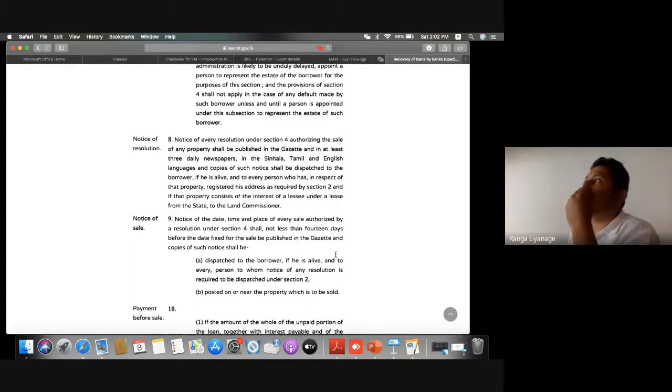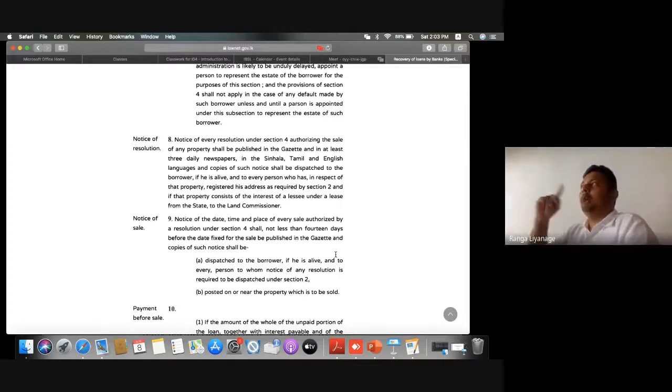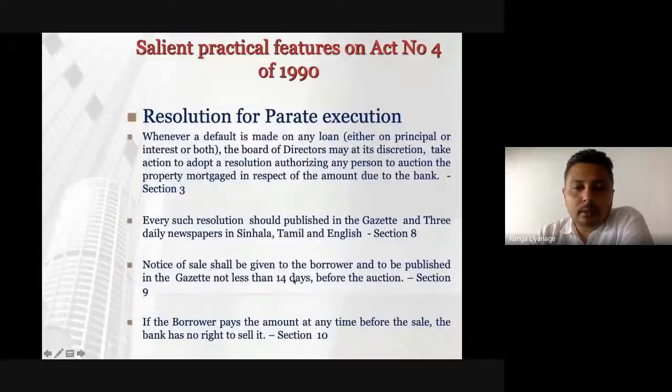So if the property is being leased out to the state, for example, the agricultural ministry, some time back, the property that was leased out to it. For example, if it was to be parate executed, the bank should send notices to the borrower plus to the land commissioner because the state is a lessee there. Understood.